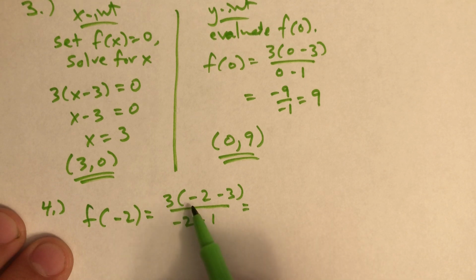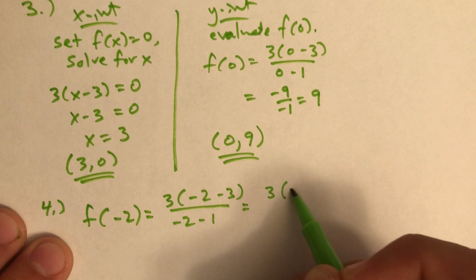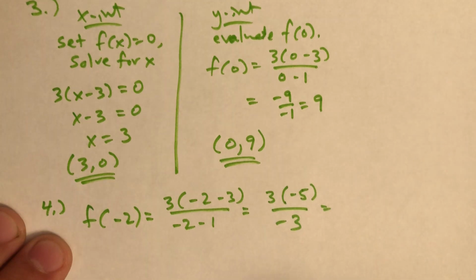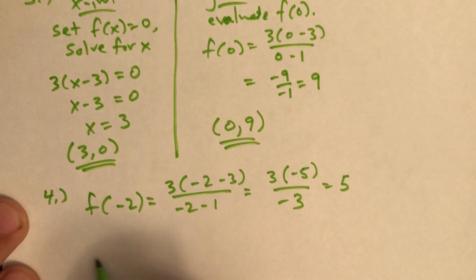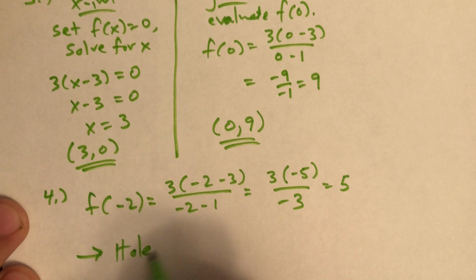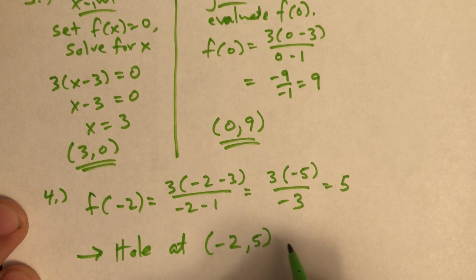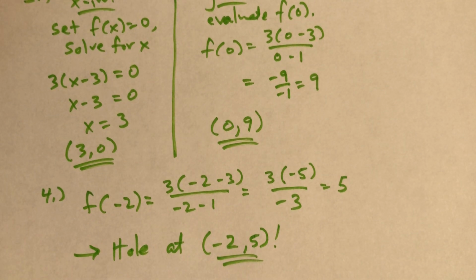Yep, so we got 3 times, what is this, negative 5 over negative 3. So then my negatives cancel, my 3's cancel, so we're left with a 5. So this tells us that we have a hole in the graph at negative 2 comma 5. Okay, so again, this came from our domain restriction.